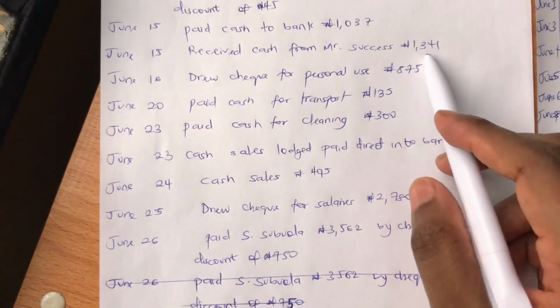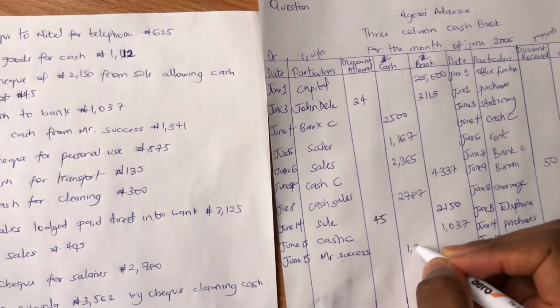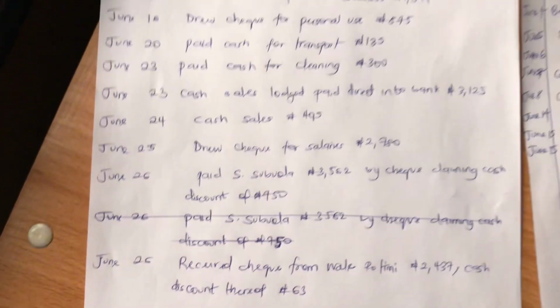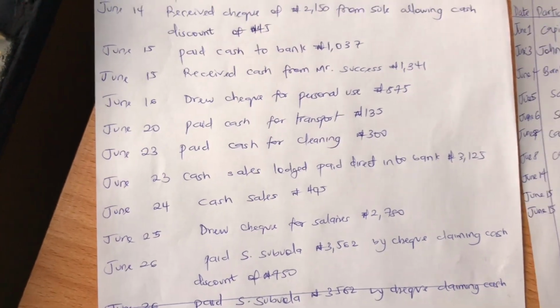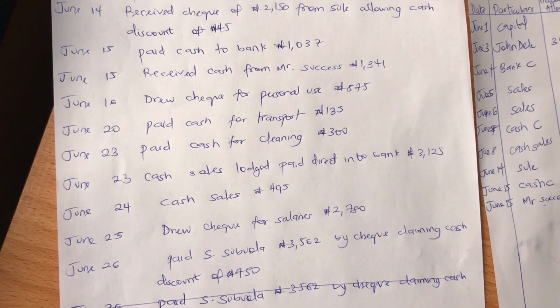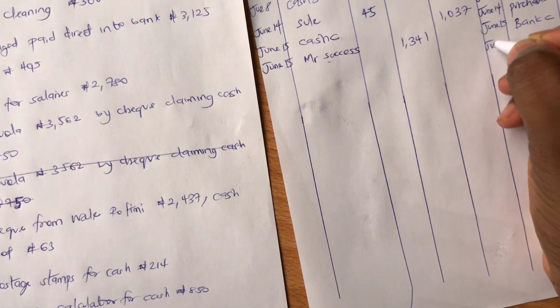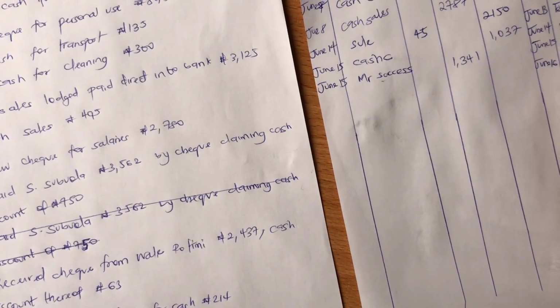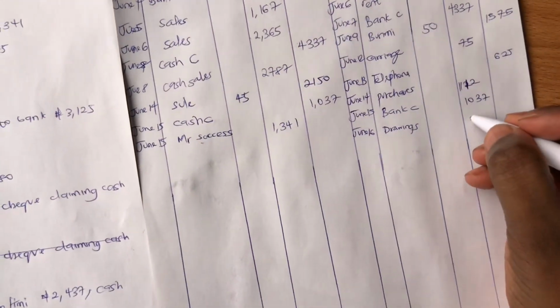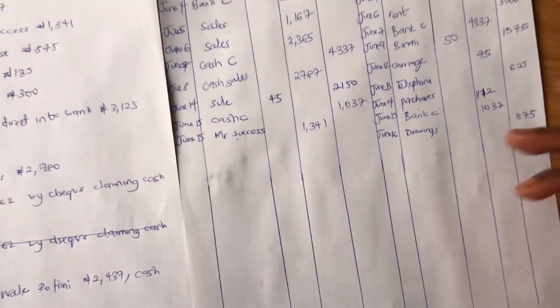£1,341 naira under the cash column. June 16, drew check for personal use at 875 naira. So this is drawing. It's going to be here on the debit side. June 16, drawings. Drew check, so it's going to be under the bank, 875 naira.